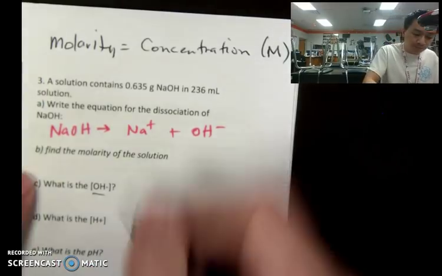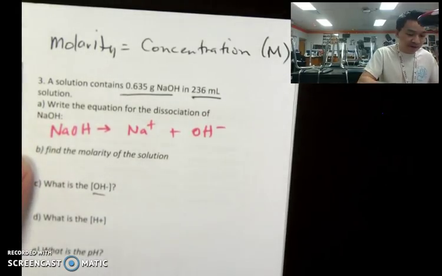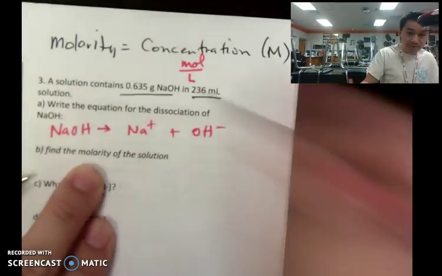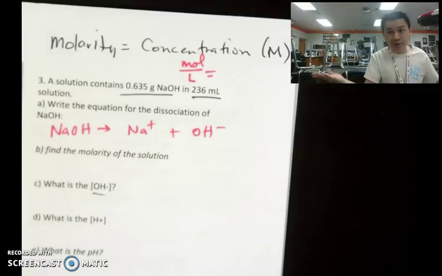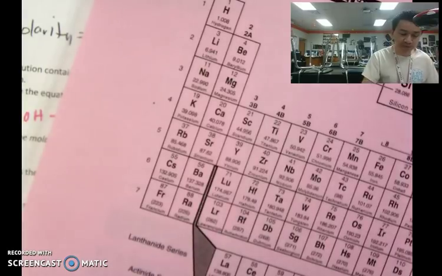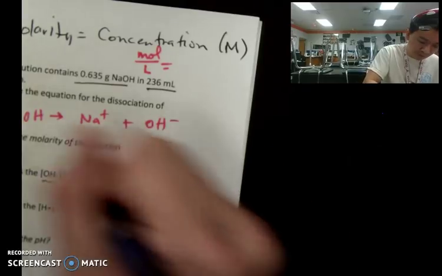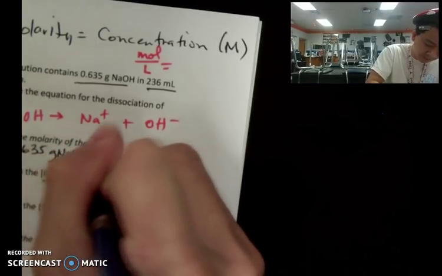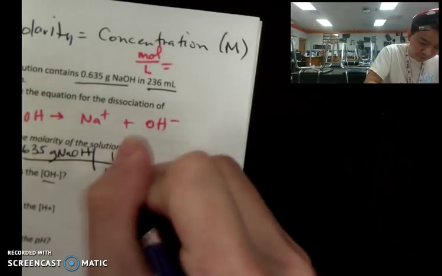Okay? So we have a mass and a milliliter. To find the concentration, we need moles. Remember, concentration is moles over liter. We need to find the number of moles, but we have grams. So what do we do? Get the periodic table, get the mass of NaOH, which is 40. So we change that to find molarity, so 0.635 grams of NaOH. Change that to mole, so 40 grams of NaOH is 1 mole.